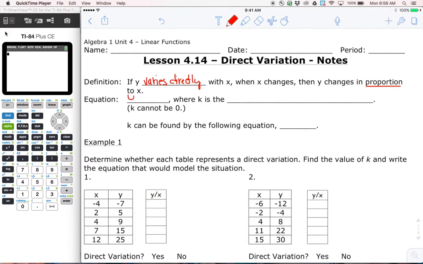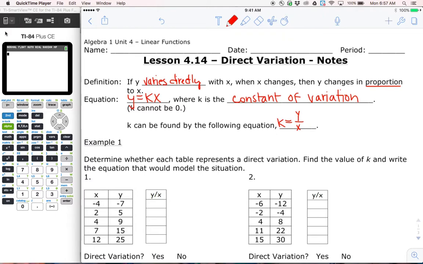The equation, we call it y equals kx, where k, that number in front of the x, the slope essentially, we call that the constant of variation. And then finally, k can be found by the following equation. Well, we can find the equation from this one, right? If I want k by itself, won't I just divide both sides by x? So the equation for this is going to be k equals y over x. Just like slope, y is always on the top.